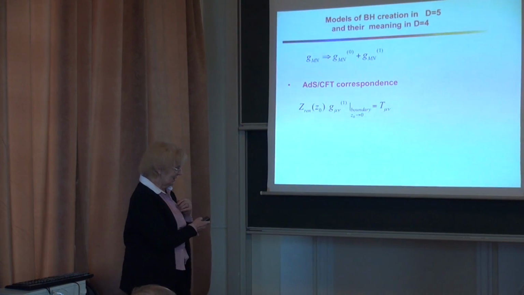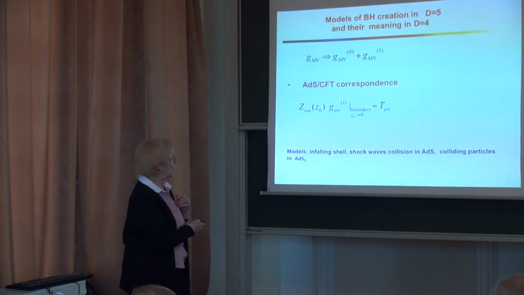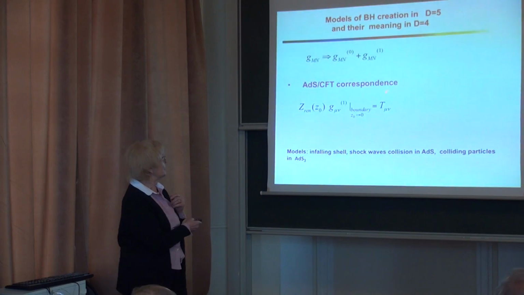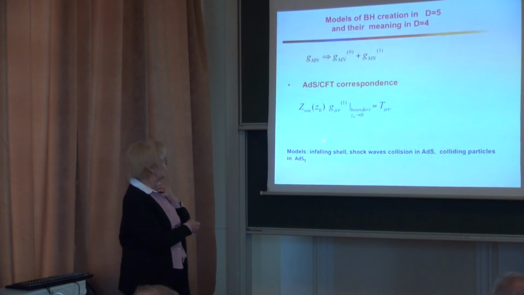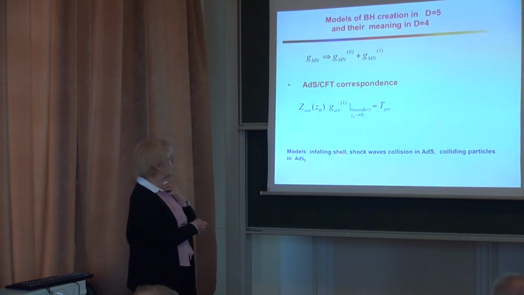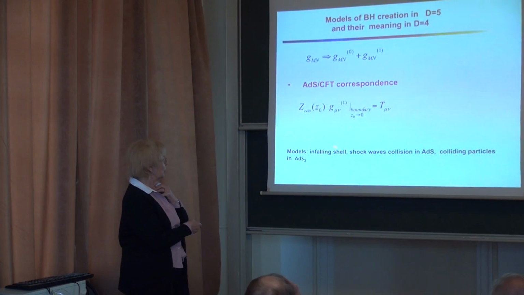This is the general setting. To be more precise, I will show you what it means in a particular example. As a kind of perturbation metric, there are several proposals in the literature. The simplest one is the consideration of the so-called infalling shell. This is an interesting proposal.